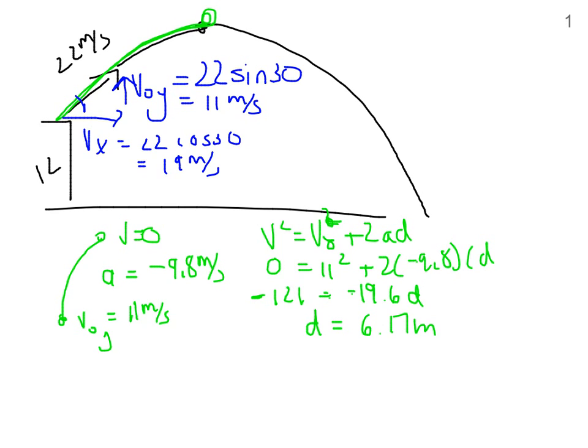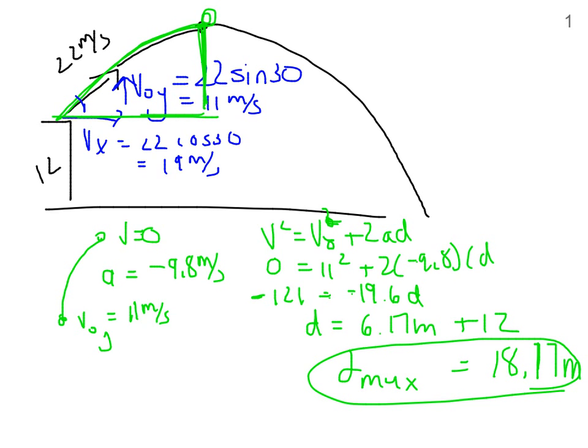Now that's the distance just from this launch point up to the top. So the maximum height is going to be whatever that distance is plus the height of the building. So d max is 12 plus that, which is 18.17 meters. That's the answer to one of the questions.